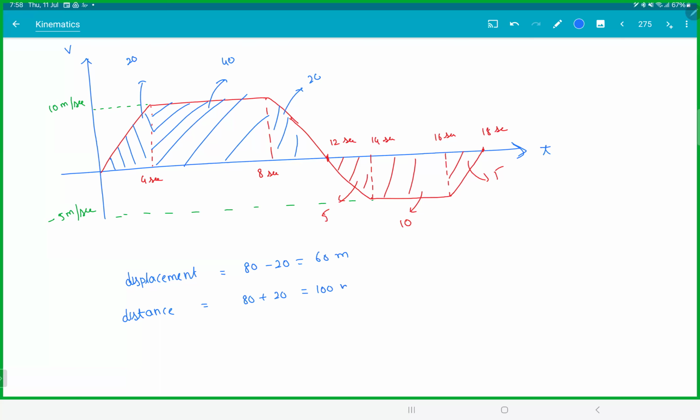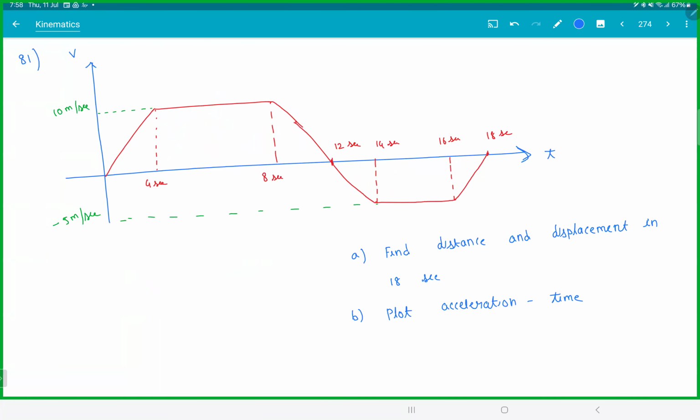Easy. Now how to plot the AT graph for this? So looking at a VT graph, can you plot an acceleration time graph? Try. I'll give you 30, 40 seconds, then I'll show you. Remember, in a VT graph, the slope gives you the acceleration.